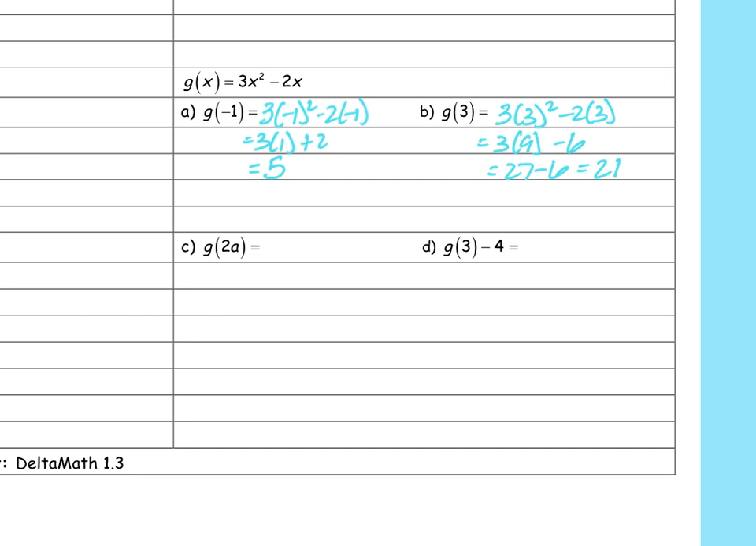And then we've got 3 times 2a squared minus 2 times 2a, which gives me 3 times 4a squared minus 4a, which is 12a squared minus 4a. And then d is g of 3 minus 4. Well, g of 3 we already did. G of 3 is 21, so this is 21 minus 4, which is 17.